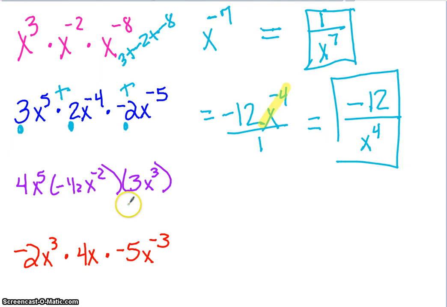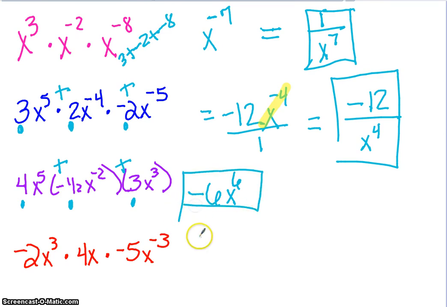This next one, once again, you're multiplying 4 times negative 1/2 times 3. So you're going to get negative 6. Then you're going to add your exponents. So 5 plus negative 2 plus 3. So your base is still x, and your exponent is 6. It's okay for this coefficient at the beginning to be negative. You don't have to move it. That's your answer.